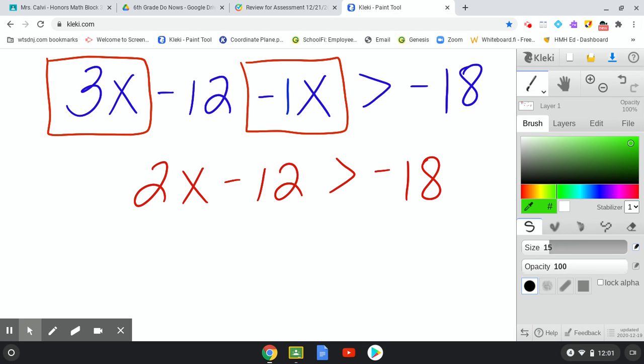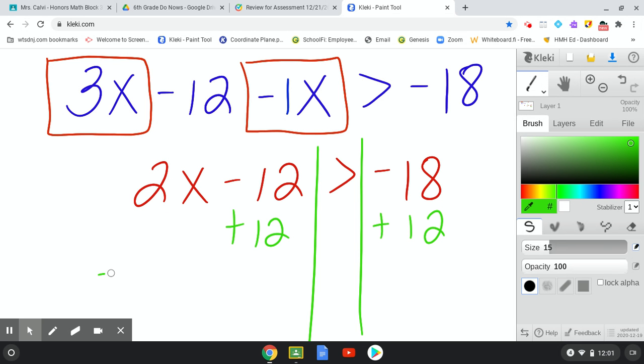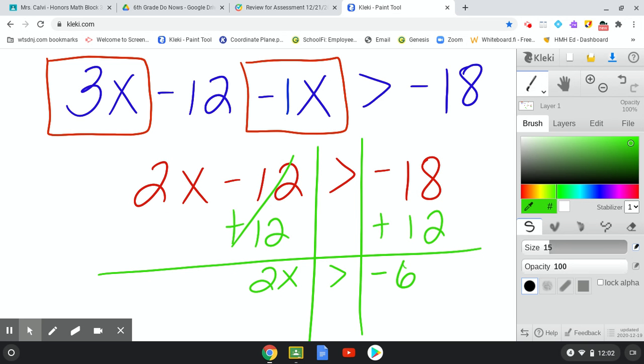So now I'm getting rid of my constant here. I am going to add 12 to both sides. My 12s on the left cancel. I'm left with 2x is greater than, I have a negative 18 and a positive 12. My signs are different. I'm going to subtract, take the sign of the bigger number. 18 is bigger and that has a negative, so I know my final answer on that side is going to be negative. And subtracting those two would give me 6.